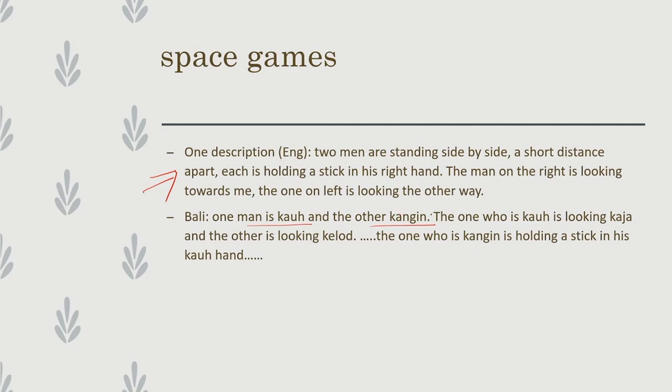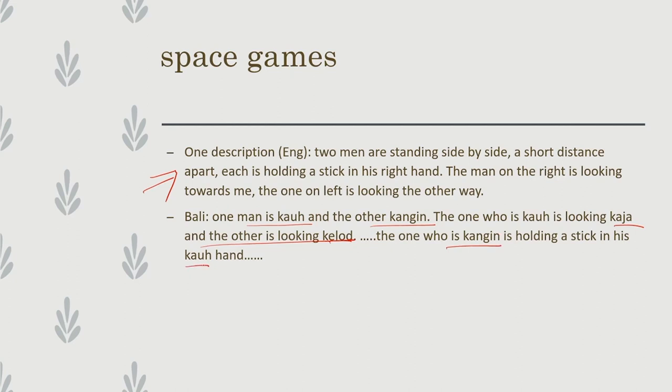So, two men are standing side by side. Rather than saying that, because side by side has no meaning when you are using a fixed coordinate system, one has to be on the north, one has to be on the south and so on. And then the one who is on the north is looking towards yet another direction, and each is holding a stick. Like this, the other one is looking on the opposite side. You see, this is how it goes.